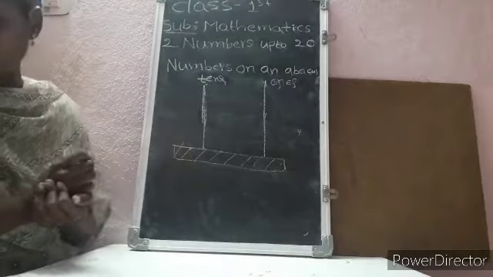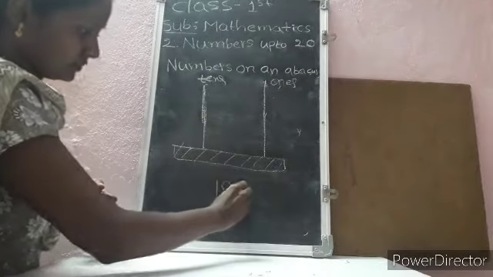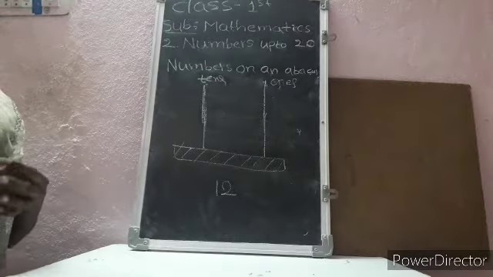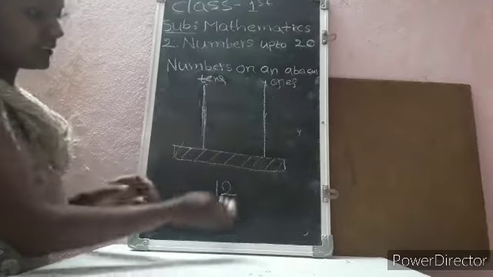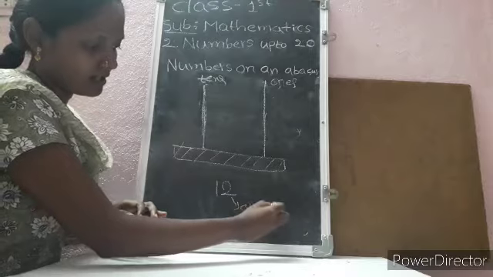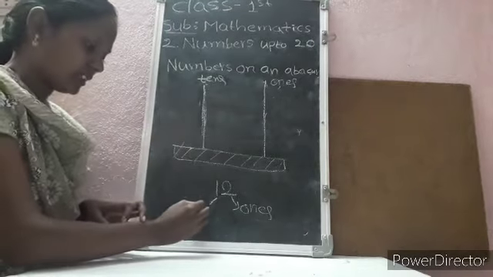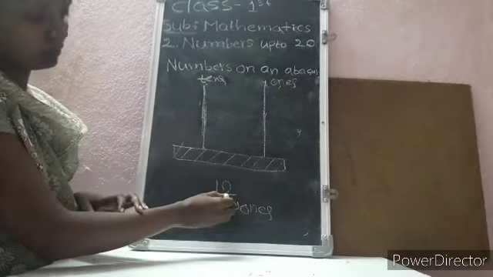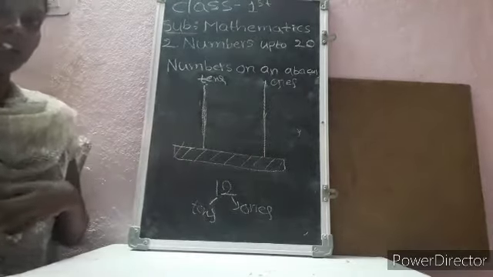So here the number is 12. 12 is given in a circle. So my dear students, look at your book. Here the number 12 is there. So now we find the place values. The right side of the number is the ones place. We already know that. And the left side of the number is the tens place. So now 2 is in the ones place and 1 is represented in the tens place.